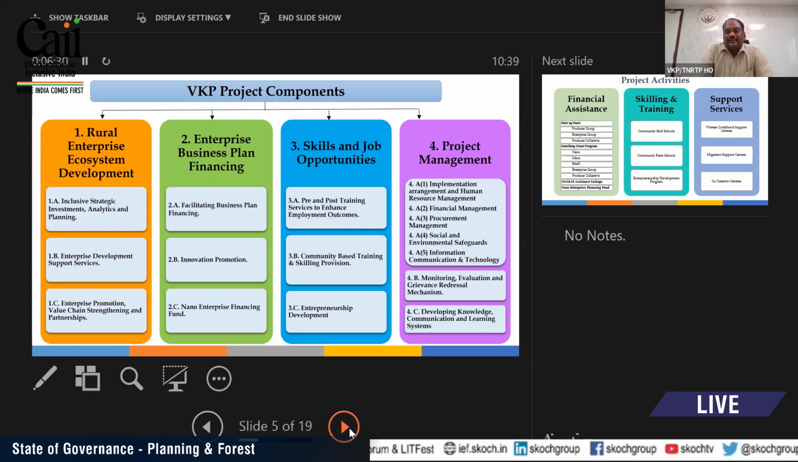The second part is innovation promotion and nano enterprise financing fund. These are all through digital promotion only. So digital benefit transfer to the beneficiaries, from selection to funding, all those things are done through this. We will see it in detail in the coming slides. The third part is skills and job opportunities, and the fourth part is project management. So these are all the main project components. And let us see the activities. What are all the activities we are doing with these components?